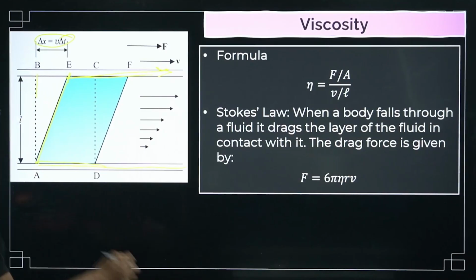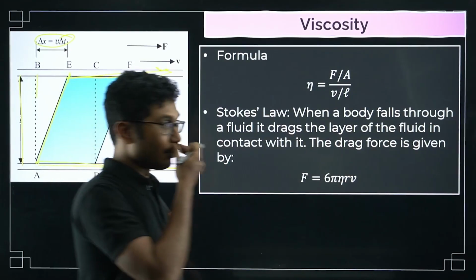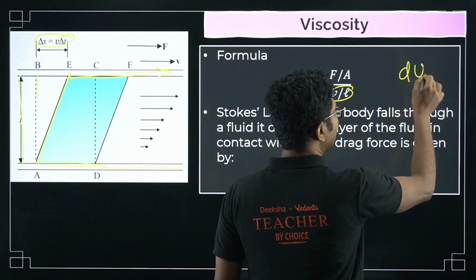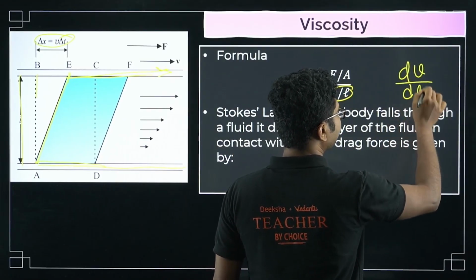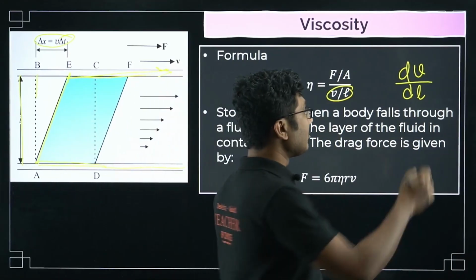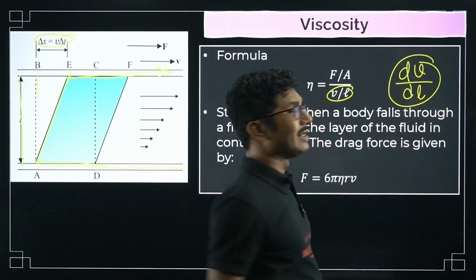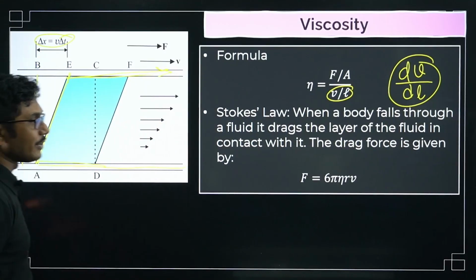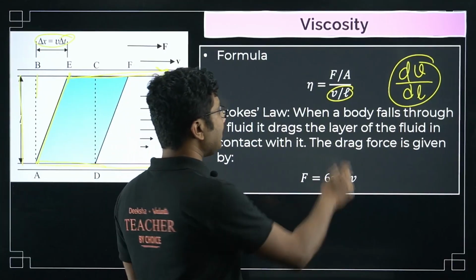What is L over here? L is the height of the liquid from the ground. Sometimes this is also written as dV by dl. Sometimes this is called the velocity gradient. This is called the velocity gradient, dV by dl: how the velocity is changing as you are going up. So V by L.